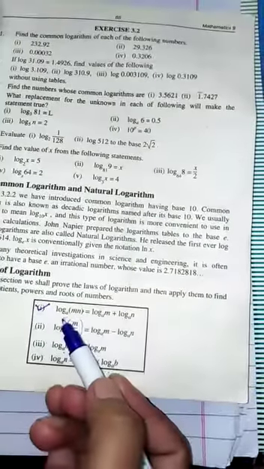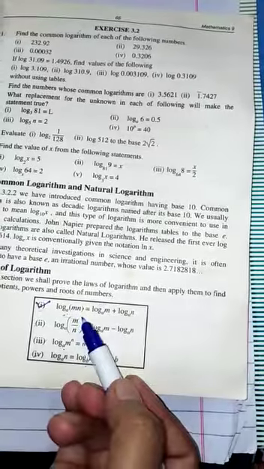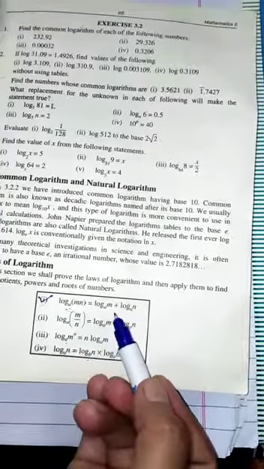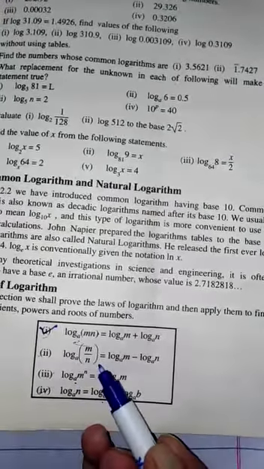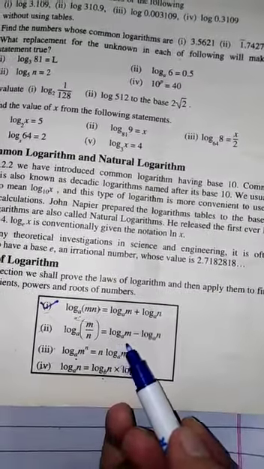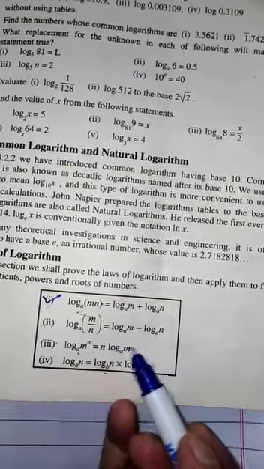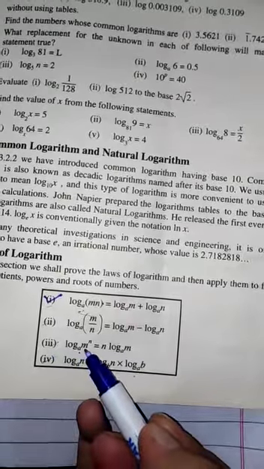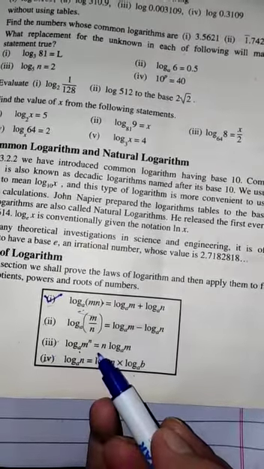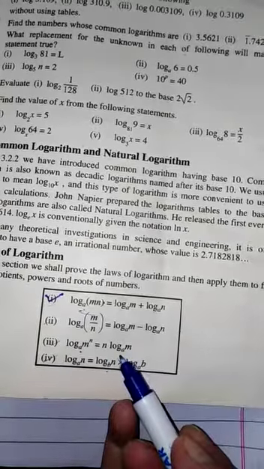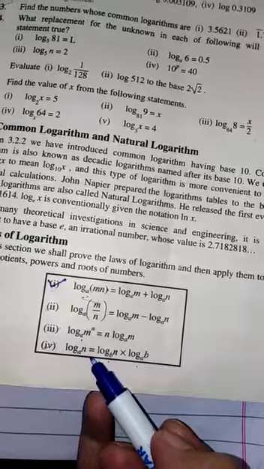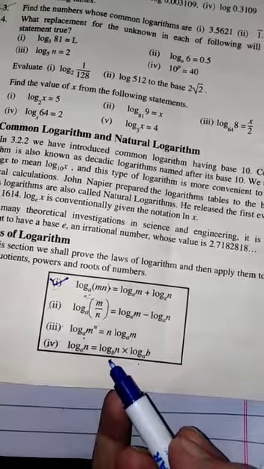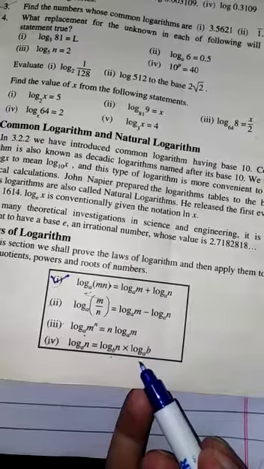First law of logarithm is log mn with base a is equals to log m with base a plus log n with base a. Second law of logarithm is log m over n with base a is equals to log m with base a minus log n with base a. Third law of logarithm is log m power n with base a is equals to n log m with base a. Fourth law of logarithm is log n with base a is equals to log n with base b multiply log b with base a.